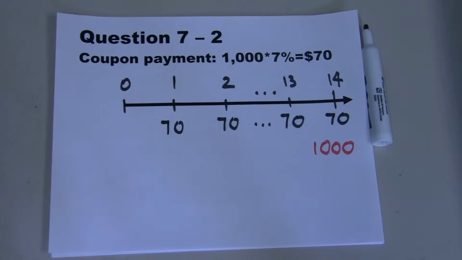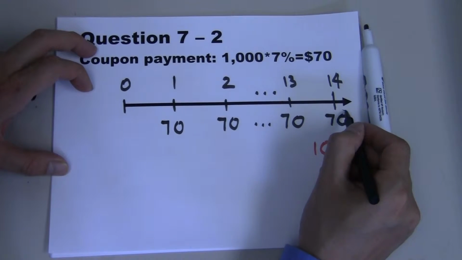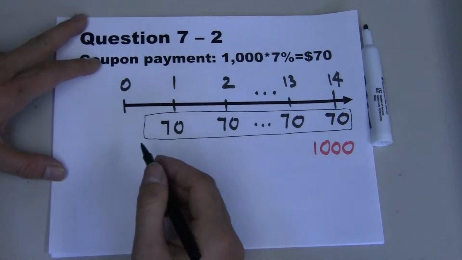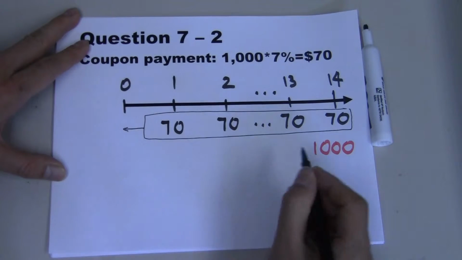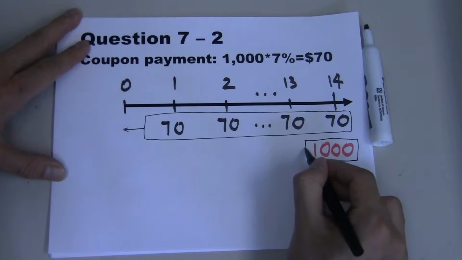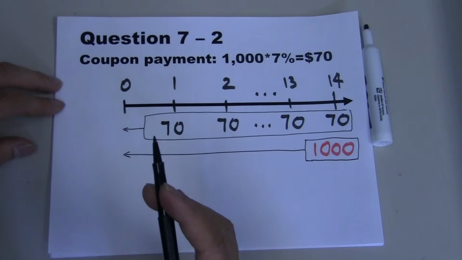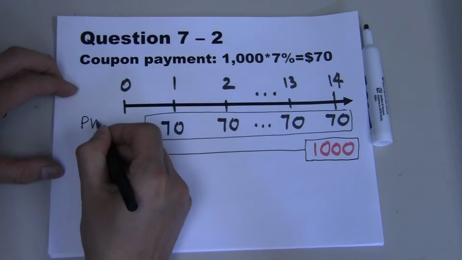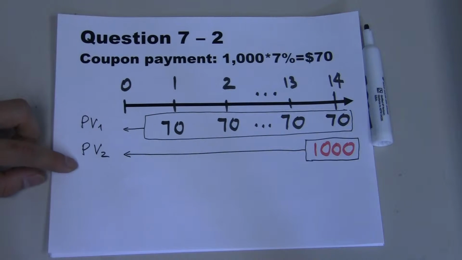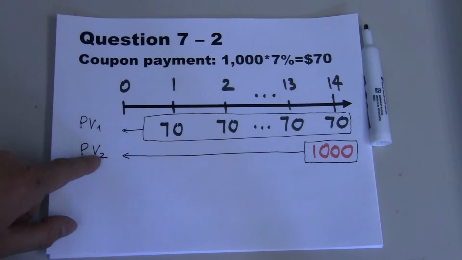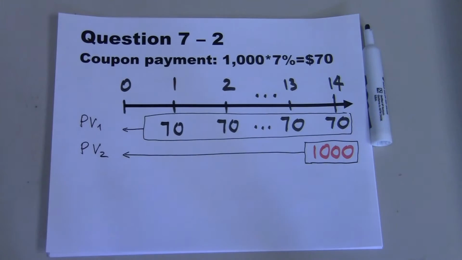Now, as we discussed before, the price of the bond is the sum of the present value of all future cash flow provided by the bond. For simplicity, the coupon payment of $70 creates an annuity, and the face value received at the end is just a single sum. So the value of the bond equals the sum of PV1 and PV2, in which PV1 is the present value of an annuity of $70, and PV2 is the present value of that single sum, the face value.